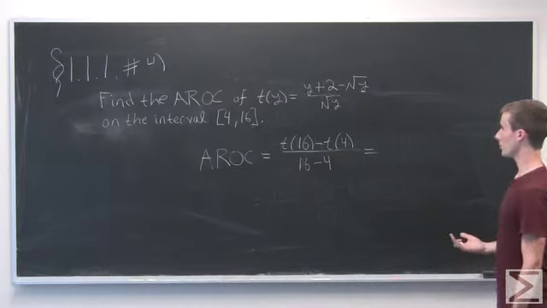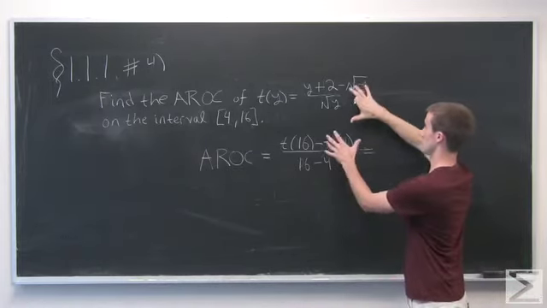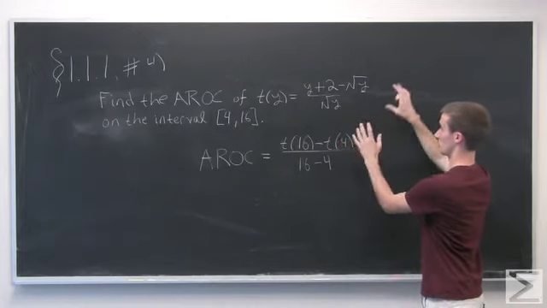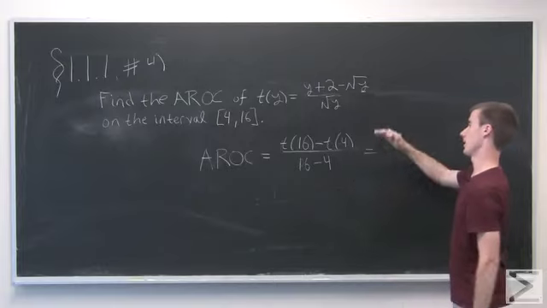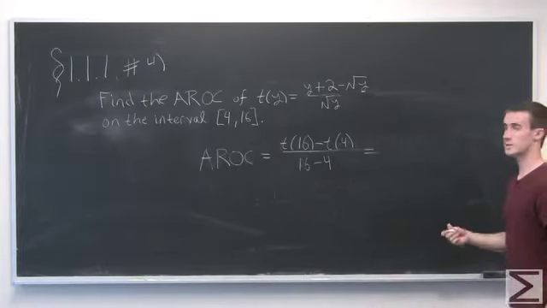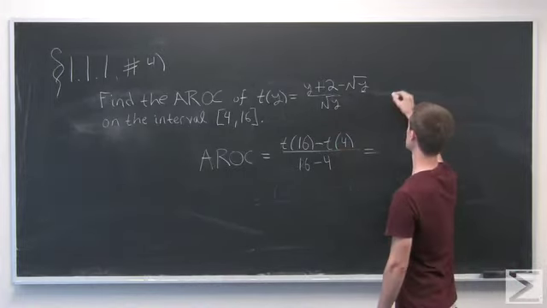Now, we have a couple options here. We could just stick in 16 in this huge function here and then subtract off the same thing, sticking in 4 and then over 16 minus 4, but I think that would get rather messy. So instead, I'm just going to compute these values separately and then just plug them right into the equation.